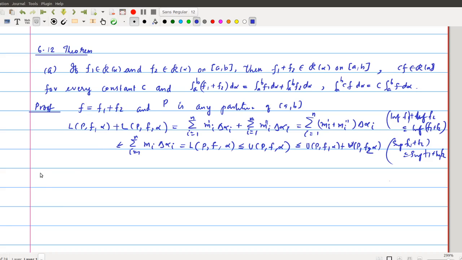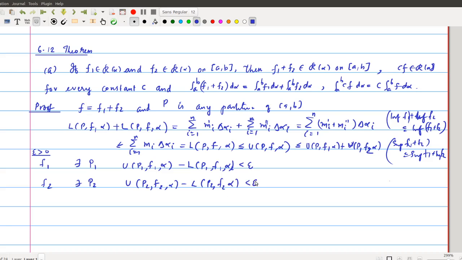Therefore, corresponding to f1, for every epsilon greater than 0, there exists a partition P1 such that U(P1, f1, alpha) minus L(P1, f1, alpha) is less than epsilon. Similarly, corresponding to f2, there exists another partition P2 such that U(P2, f2, alpha) minus L(P2, f2, alpha) is less than epsilon.